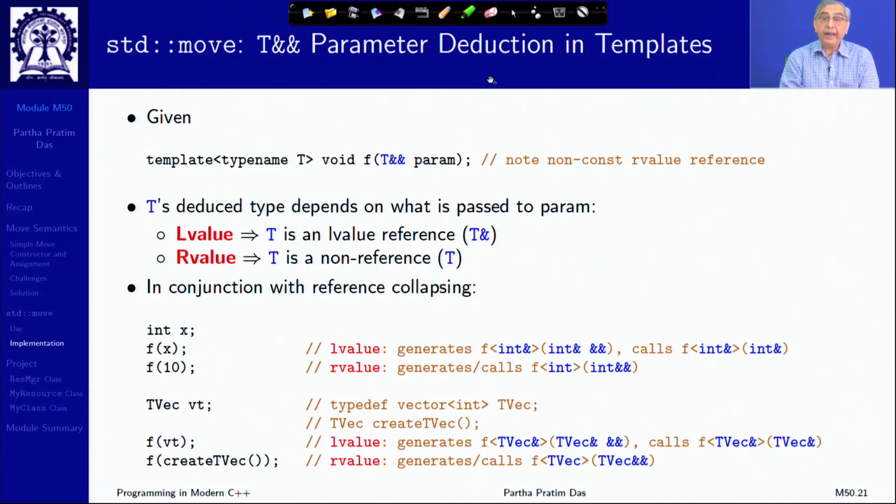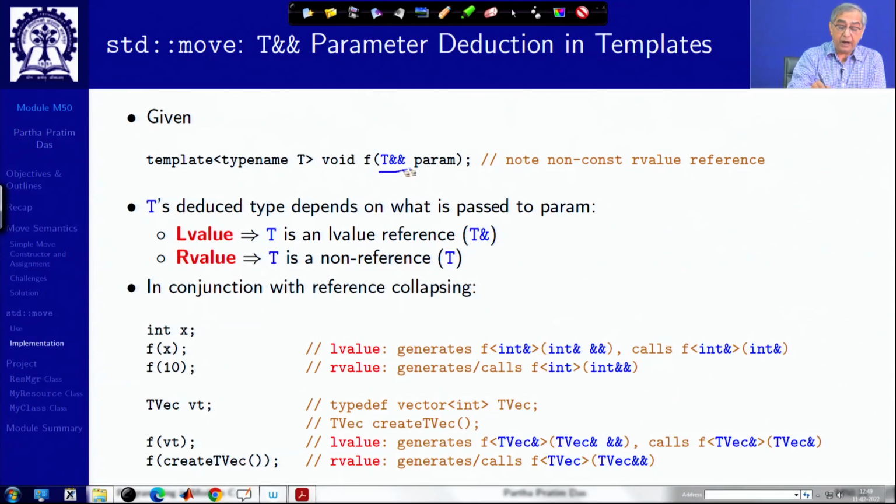So, what we make use of is the interpretation of Rvalue reference in the template. Let us see what happens. Suppose I have a template function f where the parameter is an Rvalue reference, T&&. Now, what will happen? The T will be deduced depending on what is passed to it.